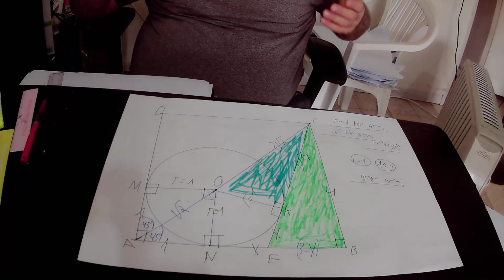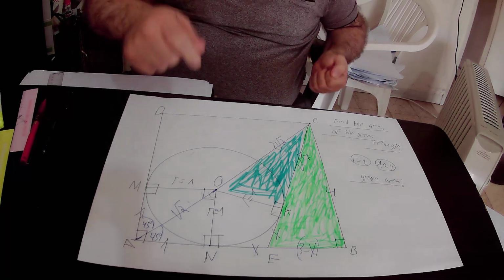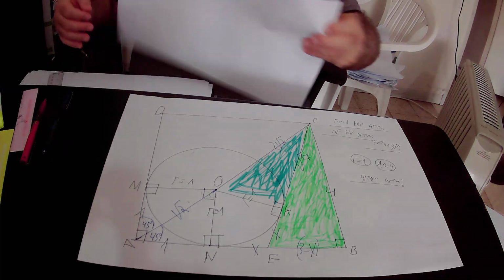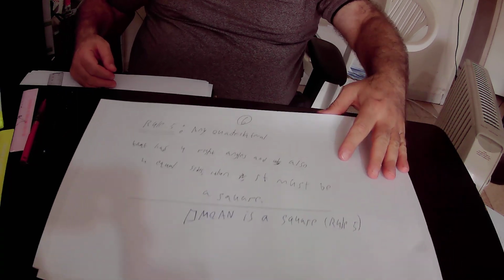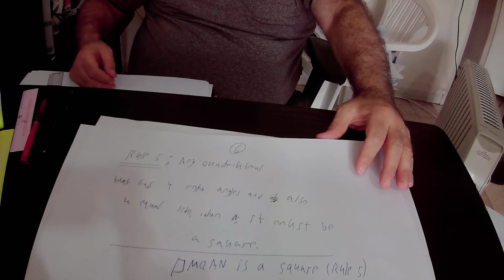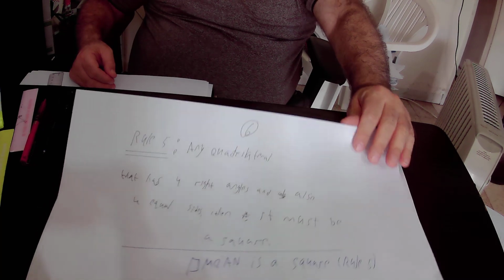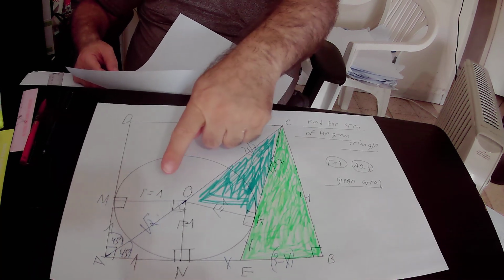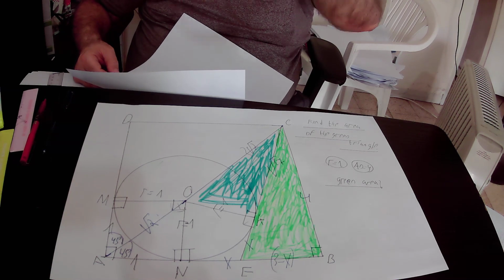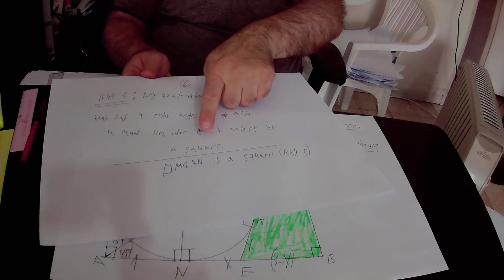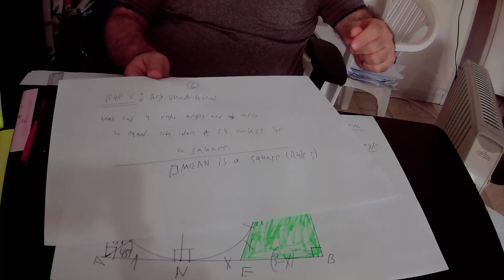And also quadrilateral MOAN has 4 right angles. Then I presented to you rule number 5. According to rule number 5, any quadrilateral that has 4 right angles and also 4 equal sides must be a square. Because quadrilateral MOAN has 4 right angles and also 4 equal sides, therefore quadrilateral MOAN is a square according to rule number 5.